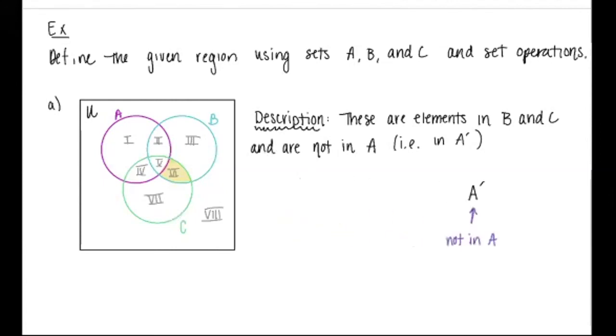So I can completely translate this set. They're in B and C. That would mean our intersection. They're in B and C, so they're inside this set and they're not in A. So the word and translates to the intersection, and not in A translates to our complement. So you pretty much create a sentence with it.